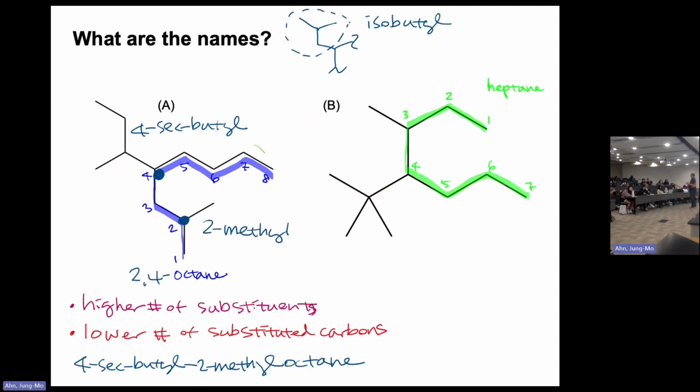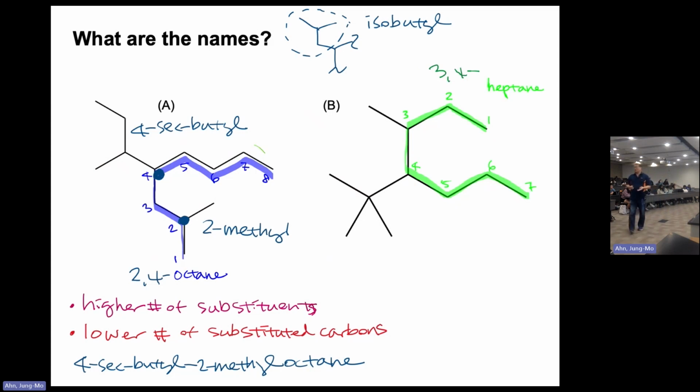Now you need to worry about the numbering. You should number this way 1, 2, 3, 4, 5, 6, 7, or you should number the other way 1, 2, 3, 4, 5, 6, 7. If you number this way, the green one, then the substituents are at number 3 and number 4, the 3,4 system. If you number this way, the red colored one, then you get 4,5. So 3,4 is lower than 4,5, right? Which means this is the numbering system that you're going to use.